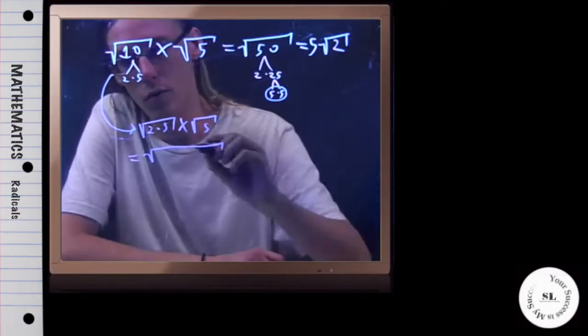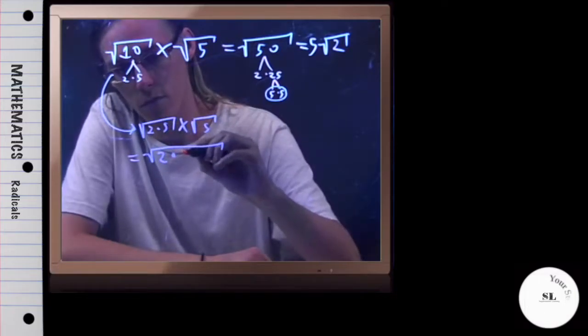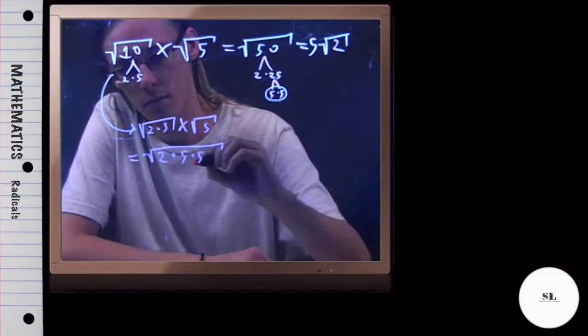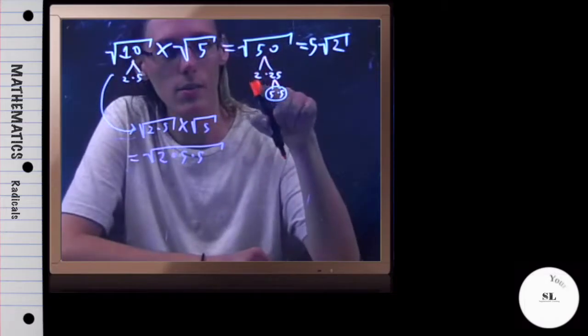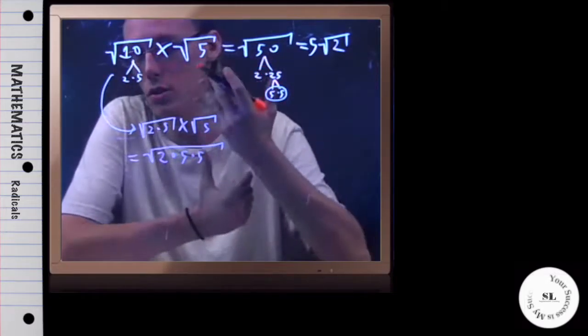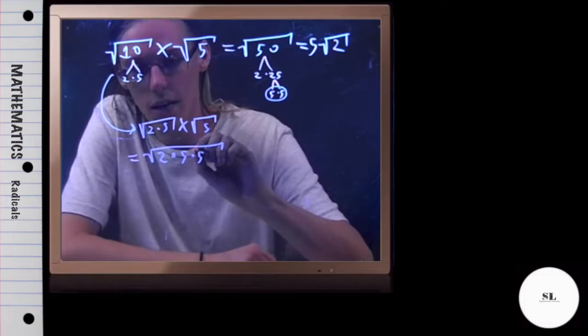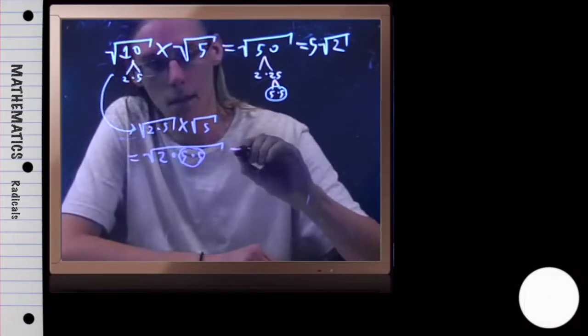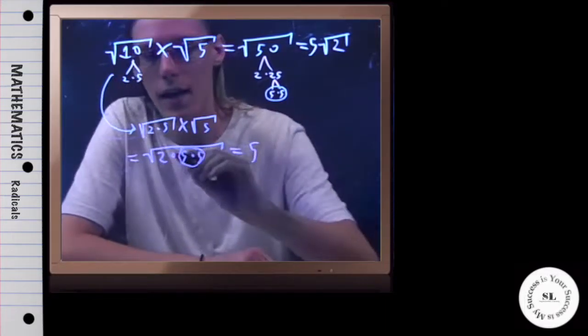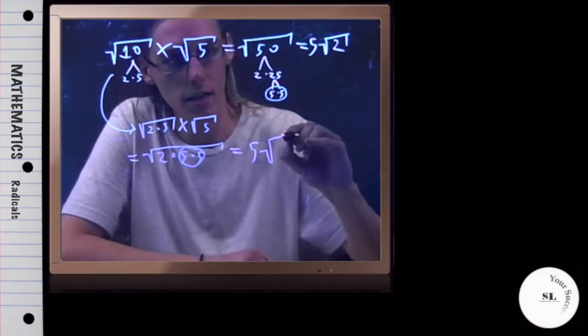So this is the square root of 2 times 5 times 5. Because that's what I immediately am going to do anyway, is break them down, so why not just leave them broken down? And then notice the same thing happens. There's a pair of 5s, so 1 comes outside, and I can't pair the 2 off, so it's stuck inside.